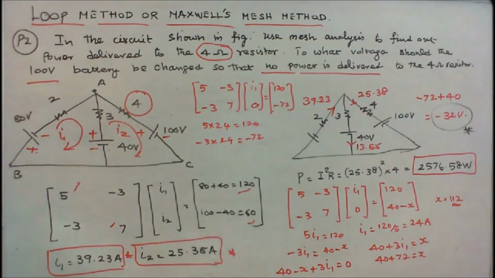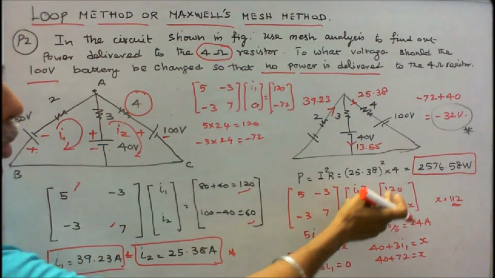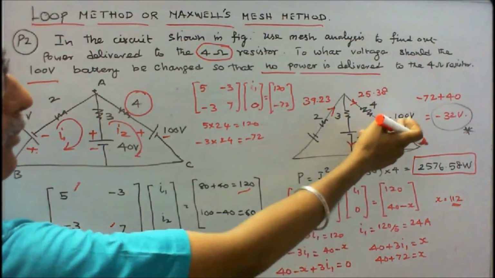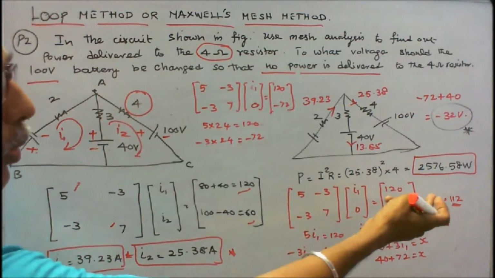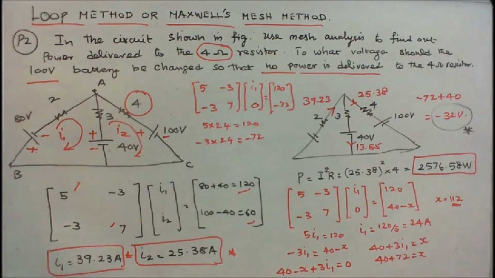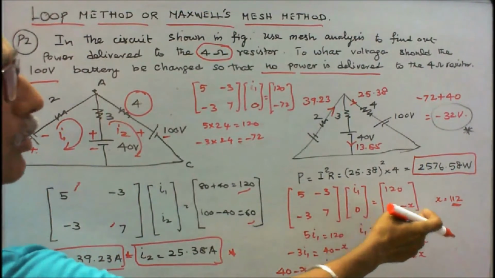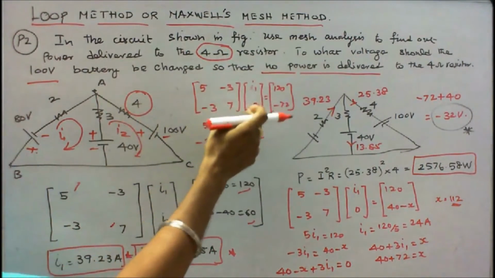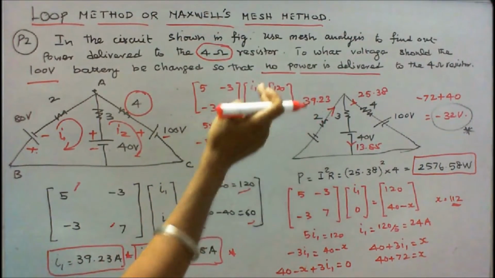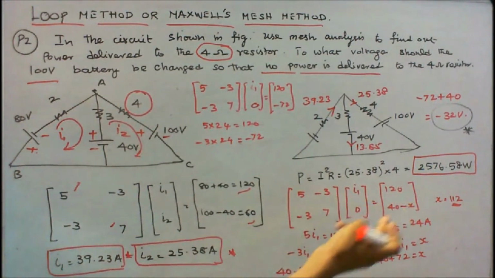Next, what voltage should the 100 volt battery be changed to so that no power is delivered to the 4 ohm resistor? Here I2 is equal to 0. 5 minus 3 I1, 0, that is equal to 120 minus 40 minus x. I solve the equation, x is equal to 112. I substitute here 40 minus 112, that is equal to minus 72. 5 minus 3 I1, 0, that is equal to 120 minus 72 minus 3 I1.